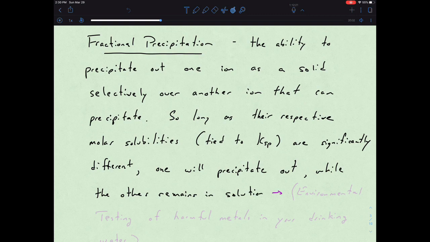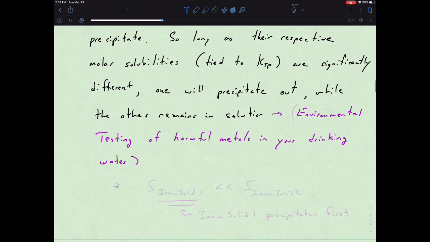A lot of environmental testing is done in this way, where you're looking at, let's say, harmful metals in your drinking water. As an example of where we could utilize this type of property, we have a water sample. We want to know what types of heavy metals or other metals are in there, and we can do selective precipitation of these metal ions. We can then get masses of them and get a percentage within the sample, as far as how much lead is in your drinking water or something of that nature.